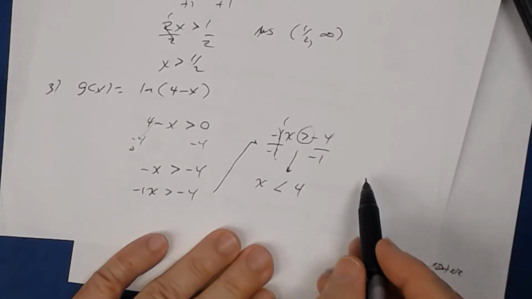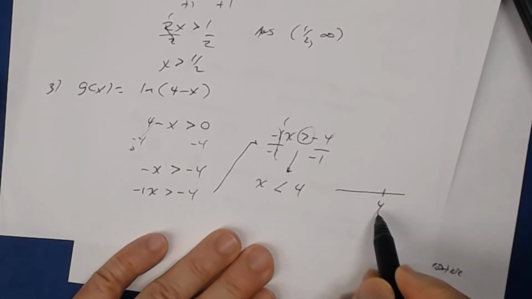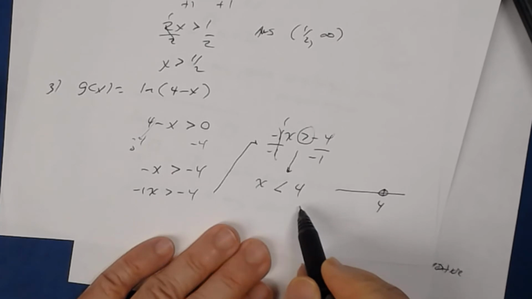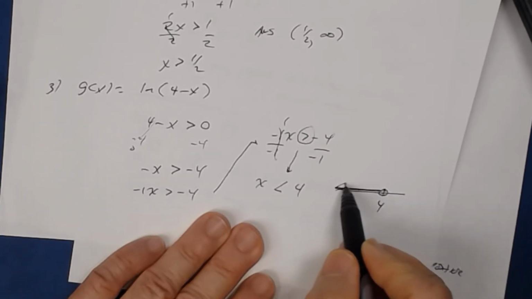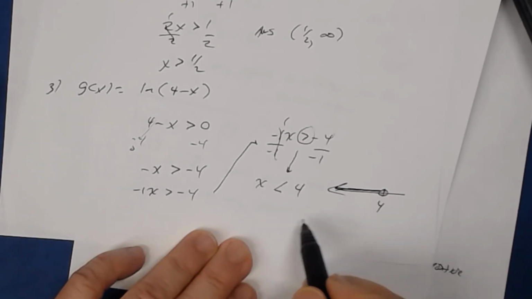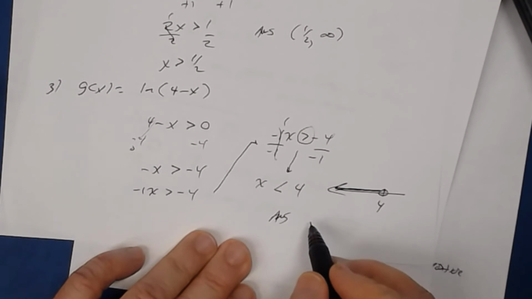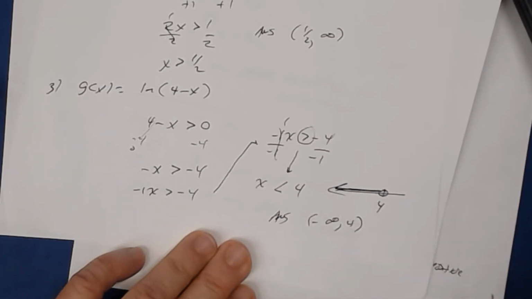Now remember how that looks, guys. Here's 4. I have an open circle because I can't use 4. Remember, there's no equal sign. And I'm looking at all the numbers less than that. So what is that as an interval? Remember, you're going towards negative infinity, so you're going to say negative infinity to 4 this time.